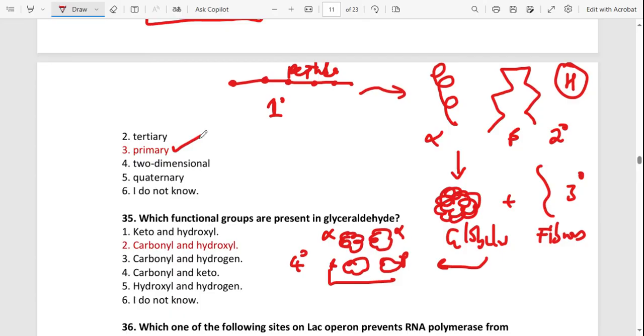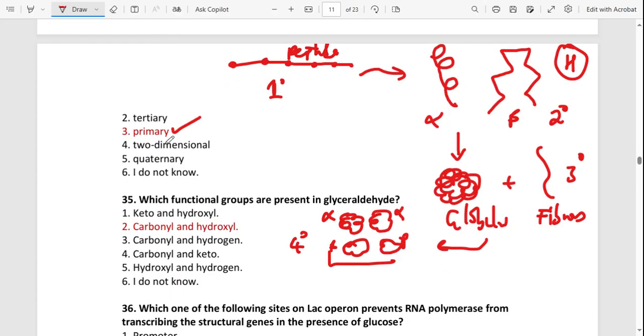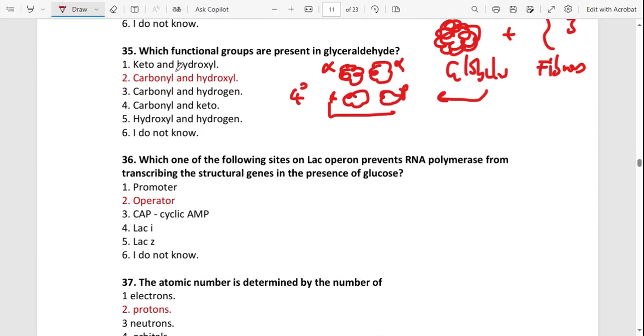So the arrangement of amino acids, the sequence, is the primary structure. Next is saying which functional group is present in glyceraldehyde. Now all carbohydrates, like for example glyceraldehyde, I've got OH, you only have 3 carbons.